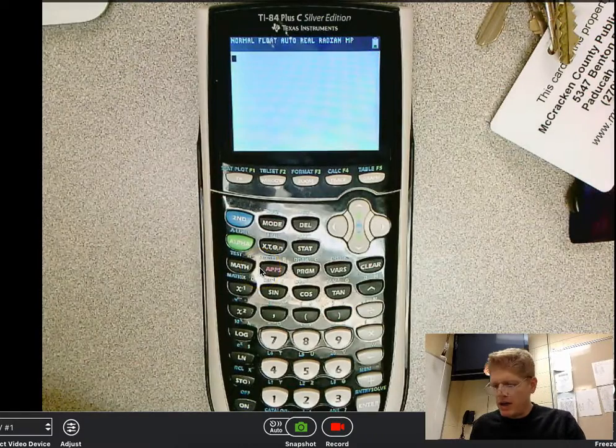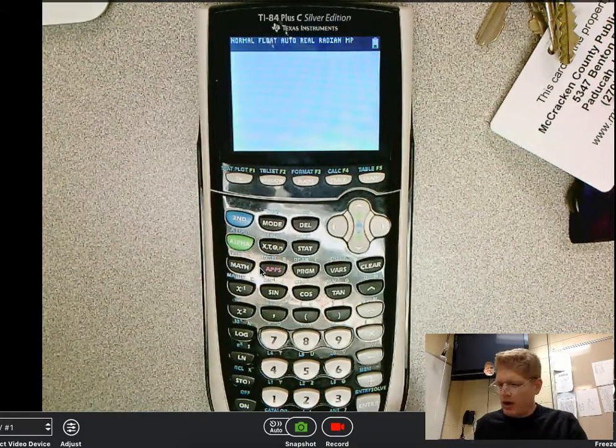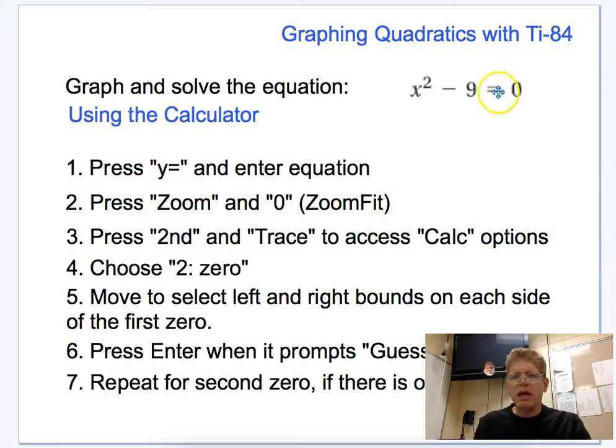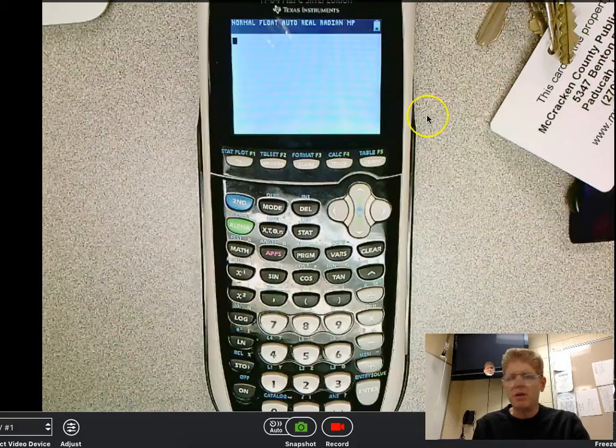So we've got our graphing calculator powered up right here. We are going to graph the equation from our other window: x squared minus 9 is equal to 0. That's what we're going to graph. So we know that this is our actual equation, and this is going to be equal to y. So we'll type that in.